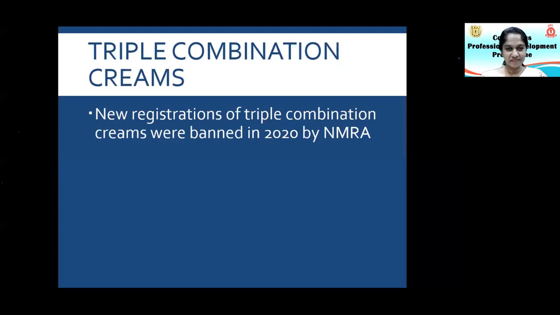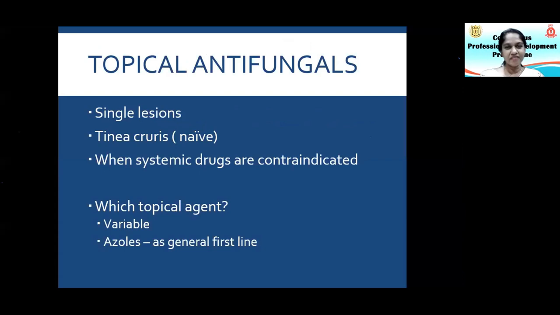So then, moving on to topical antifungals. Topical antifungals are usually recommended for single lesions, tinea cruris which is not initially treated by steroids, and also when systemic drugs are contraindicated. So then the question is, which topical agent? Actually, there's no hard and fast rule. It can be variable. Usually azoles are considered as a general first line, and also if one is combining a topical antifungal and an oral antifungal, it is always good to add drugs from two different groups, because that will reduce the resistance.